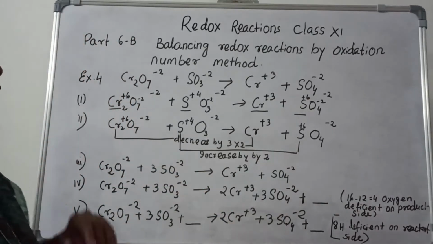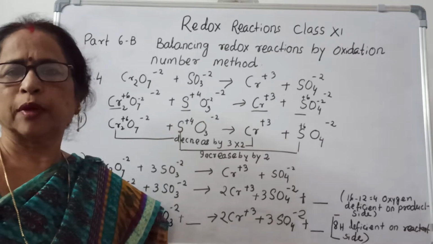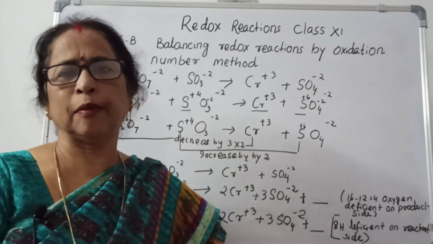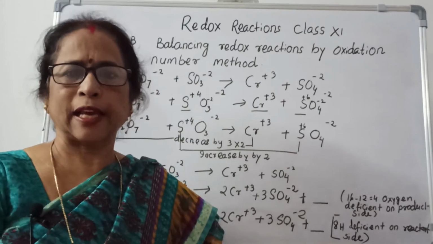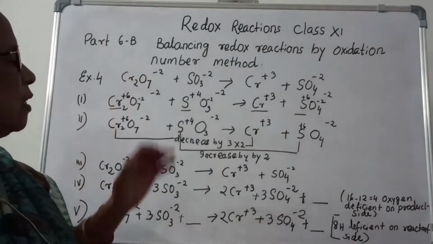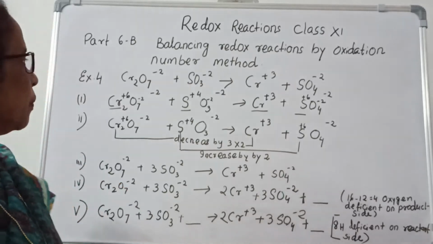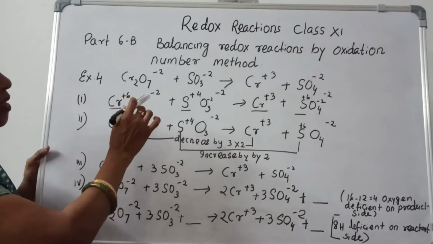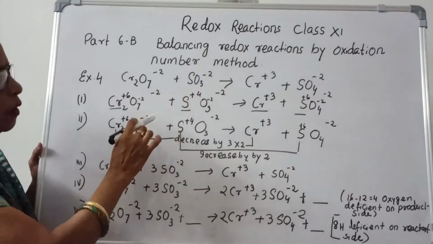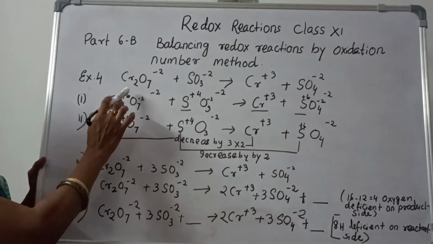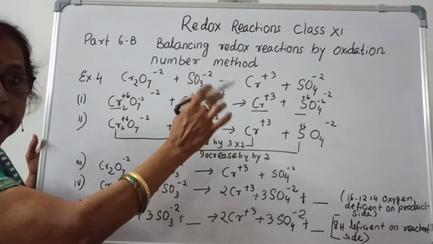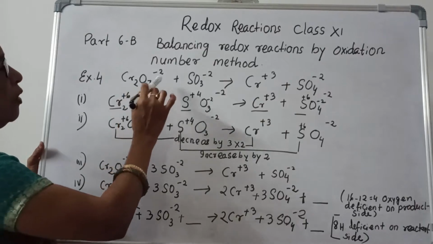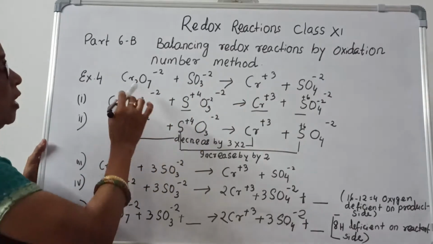This is example number 4, because I already explained 3 examples in the previous video 6a. Now in 6b, here is the next example number 4. The question is to make balance by the oxidation number method. But you can observe that no acidic or basic medium is mentioned. Only the ionic form equation is given.